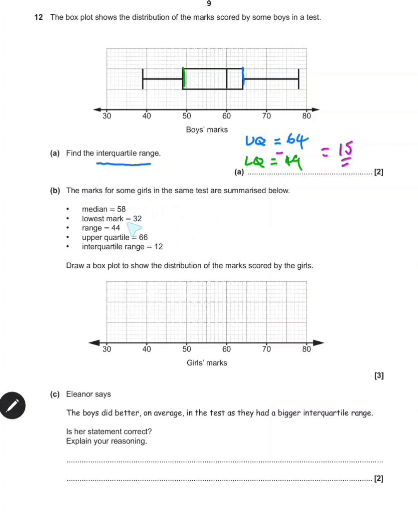Part B, we've got information about the girls' test scores, and we'll have to draw a box plot. Well, median is the middle of the box plot, so 55, 6, 7, 8.